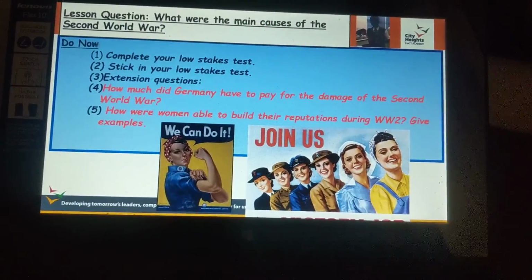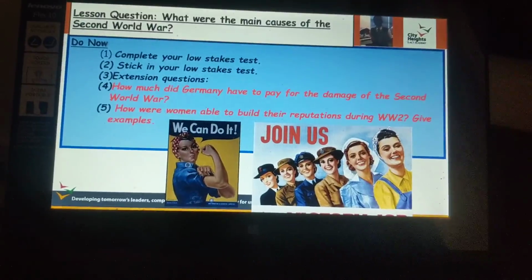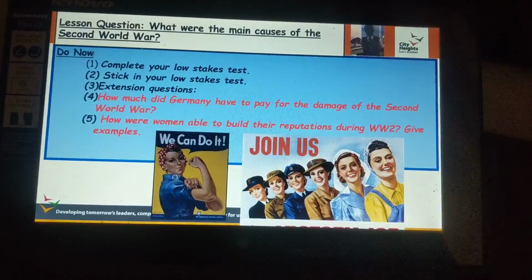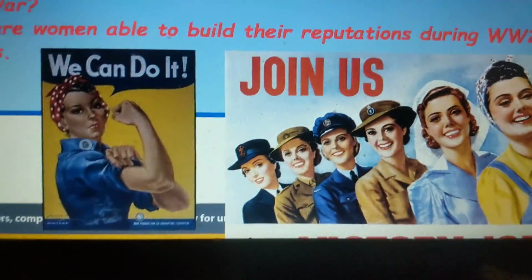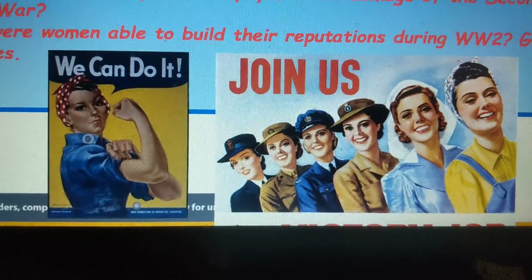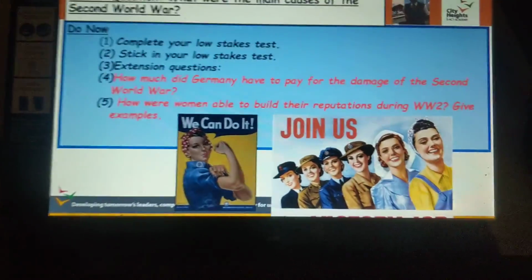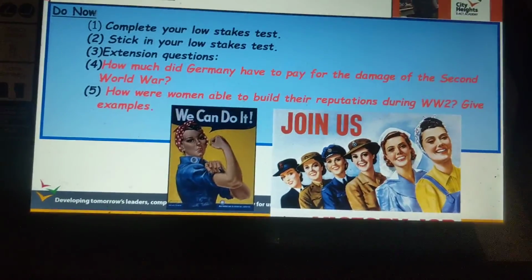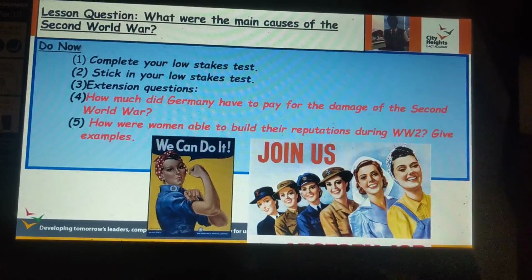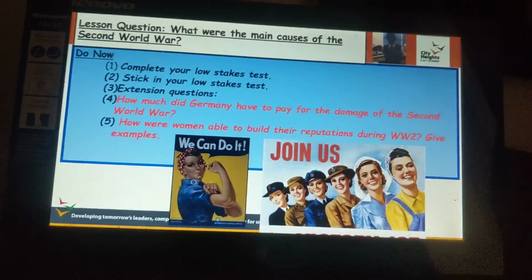And then number 5, how were women able to build their reputations during World War II? Give some examples to support. So you've got 2 images there that are really helpful and useful for you to answer that question. So really have a think about that. How were women able to contribute towards the country and build their reputations during World War II?